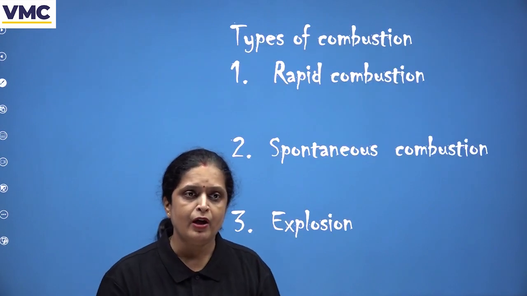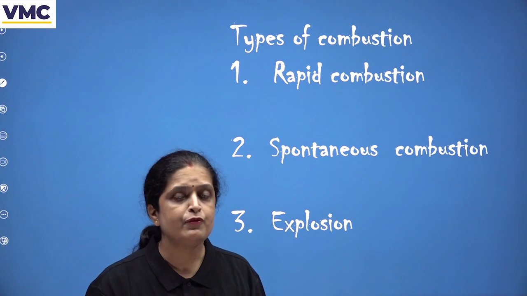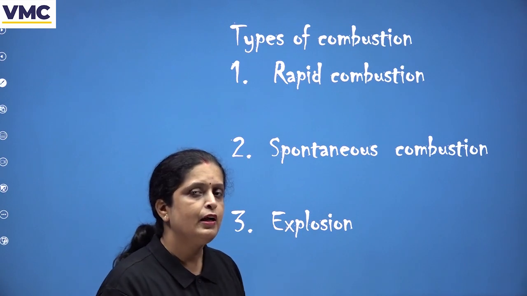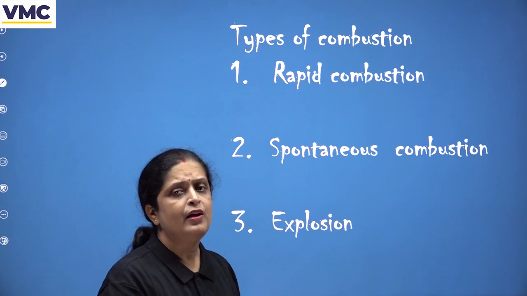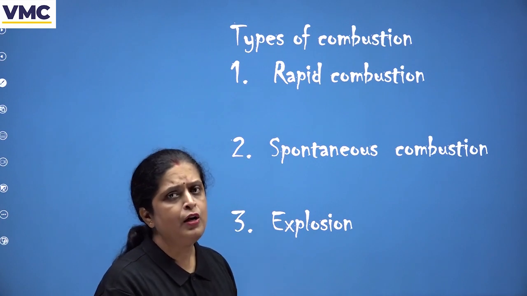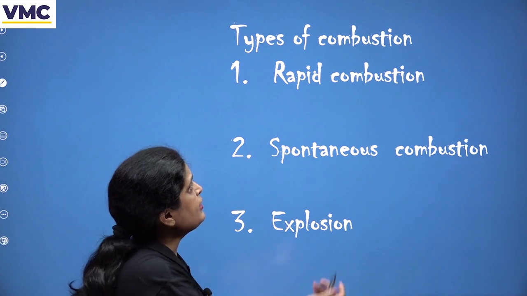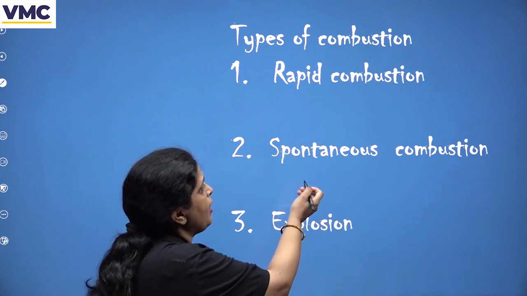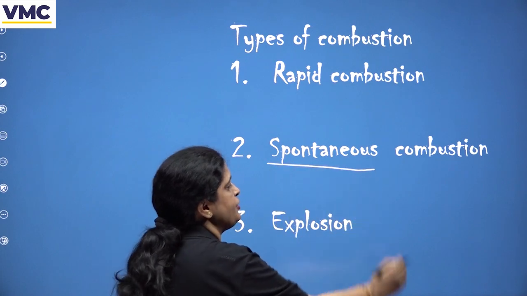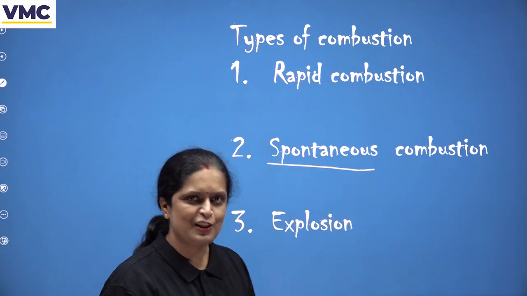Now, we have understood what are the requirements for combustion. Let's understand what are the types of combustion. And this is basically based on the ignition temperature that we are providing, right? The first type of combustion is rapid combustion. The second combustion is spontaneous combustion. And the third is explosion.